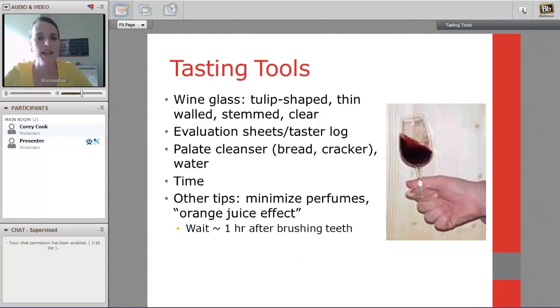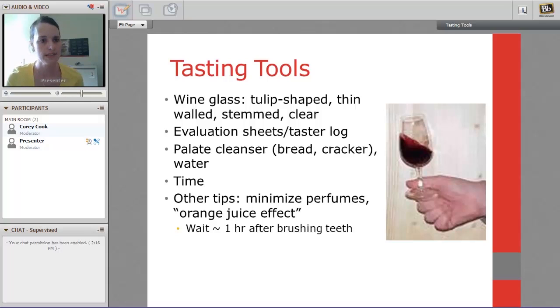Tasting tools. Before we get going, there are some tasting tools that are nice to have in your arsenal before you start tasting. Ideally, the wine glass is tulip-shaped. It's thin-walled, it's stemmed, and it's clear. Tulip-shaped in that it's broader at the bottom and then it gets narrower as it goes to the top. And the reason for that is that it concentrates the aromas and tends to form a funnel, so that if you have a cap on top of the wine, when you pull the cap off the wine, the aromas come up, so that they're sort of funneled up towards your nose. So it's nice to have those tulip-shaped wine glasses.